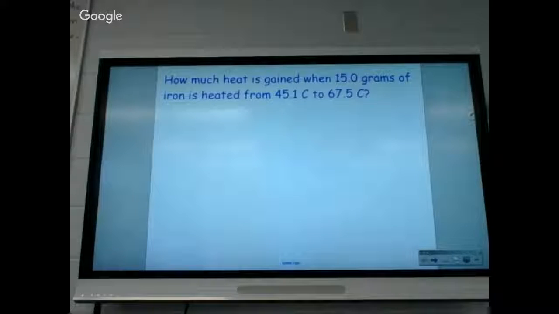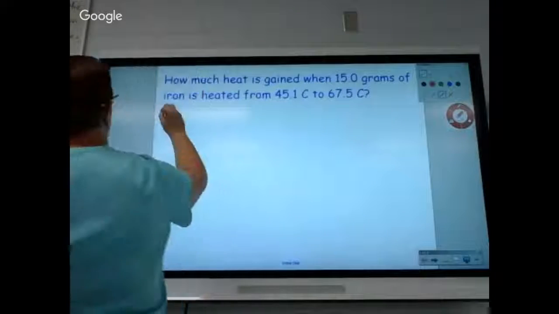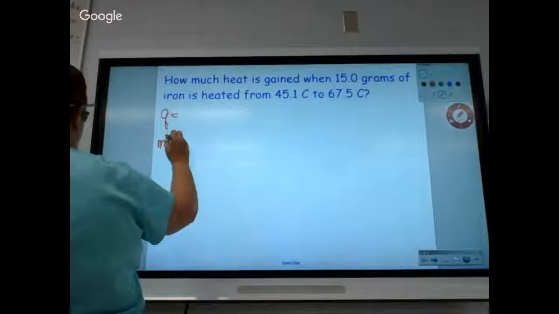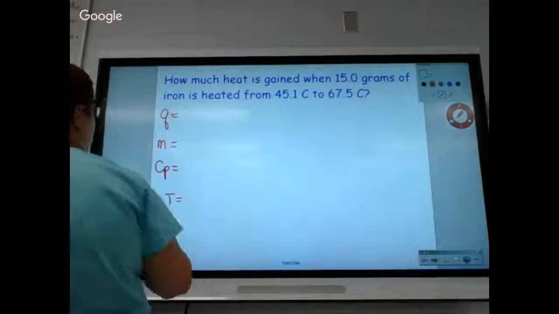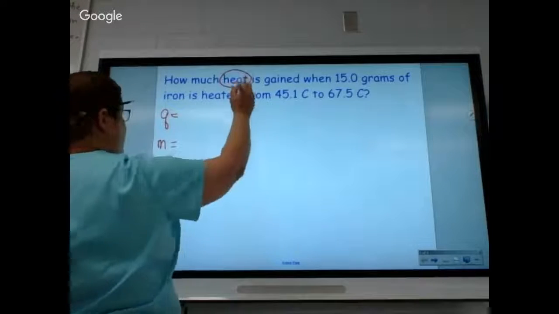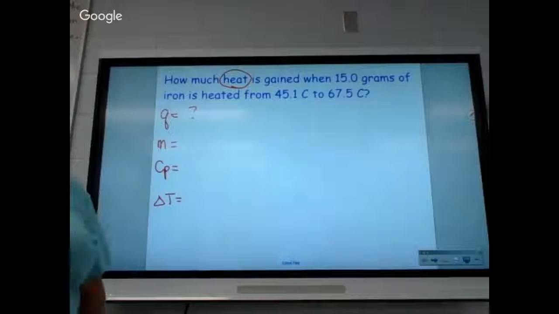All right, so what are they asking us to find in the question? How much heat? Based on what you have written in your notes, is it Q? Is it M? Is it CP? Or is it delta T? It's Q. How much heat, if it just says plain heat, is Q. If they want specific heat, it will say the words specific heat, okay? If it just says the word heat by itself, it's Q.